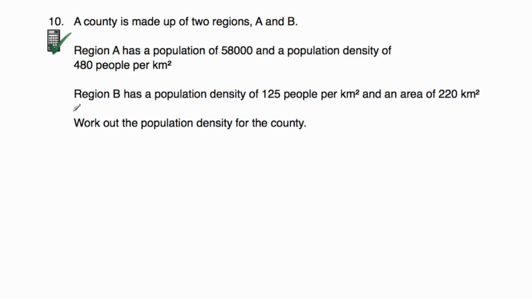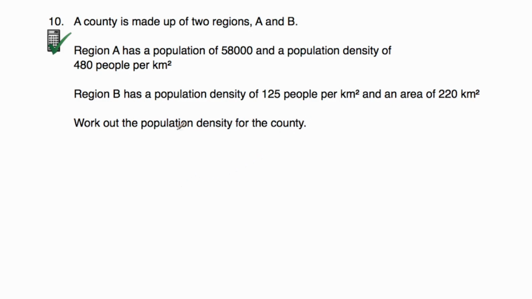Let's just read the rest of the question. Region B has a population density of 125 people per square kilometre and an area of 222 square kilometres. So we're told for region B the population density and the area. So if we wanted to, we could work out the population by multiplying the population density by the area, and that will tell us the total population for region B. So again, that might be quite useful. And we're asked to work out the population density for the county.